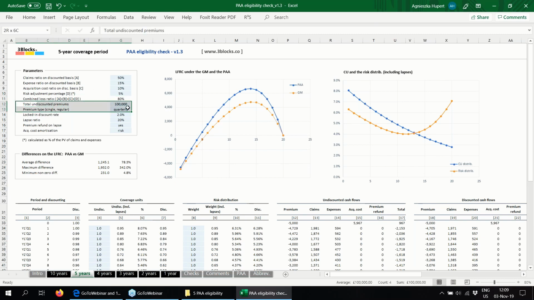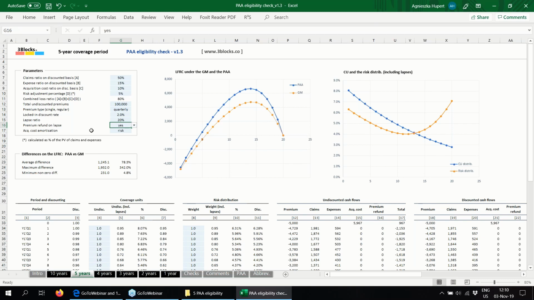And then we model premiums. We allow for 4 different frequencies from single to quarterly premium. And then also we included discounting, lapsing of policies, and there is a possibility to model a refund of premium. For instance, for some products it's possible to get a refund of premium when lapsing the policy. So these are the parameters that define your product.